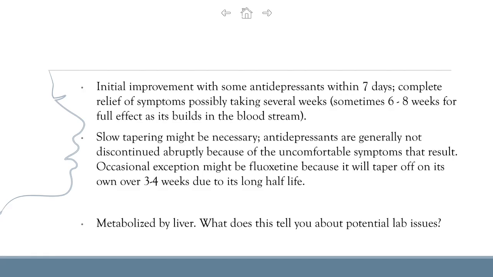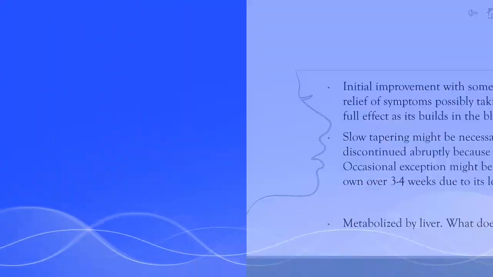A slow tapering may be necessary. Antidepressants are generally not discontinued abruptly because of the uncomfortable symptoms that result. Occasional exceptions might be fluoxetine because it'll taper off on its own over 3 to 4 weeks due to its long half-life. These are metabolized by the liver. So what does that tell you about potential lab issues? People may need to have labs drawn once in a while to see how their liver function is, or if they have liver function problems already, it may not be recommended that they take this medication.